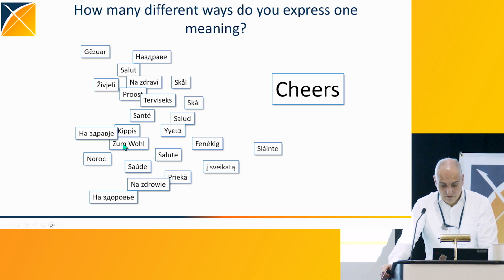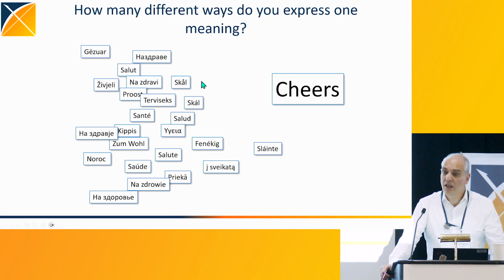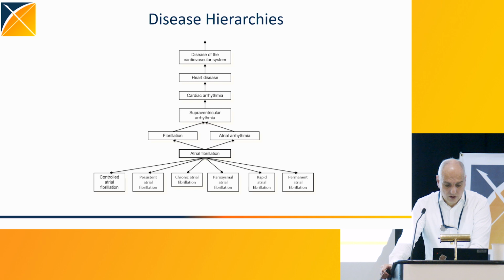So we get away from the fact that the same meaning is represented in many, many different ways. We have to have one way. Everybody has to speak English, or some kind of English, in the OMOP CDM. Not going to have time to go into this.